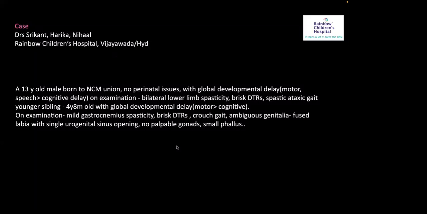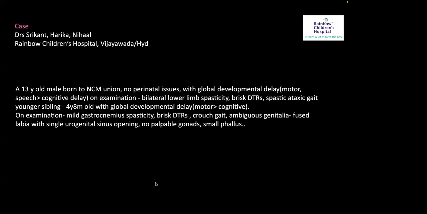All right, Harika, over to you. Okay, so this is a 13-year-old male child born to a non-consanguineous couple with no perinatal issues. He had global developmental delay with motor and speech delay more than cognitive delay. He also has bilateral lower limb spasticity with brisk DTRs and a spastic ataxic gait on examination. He has a sibling who is 4 years 8 months old. This child also has global developmental delay, but less than the elder one, motor more than cognitive. This child also has mild gastrocnemius spasticity with brisk DTRs and a crouch gait.